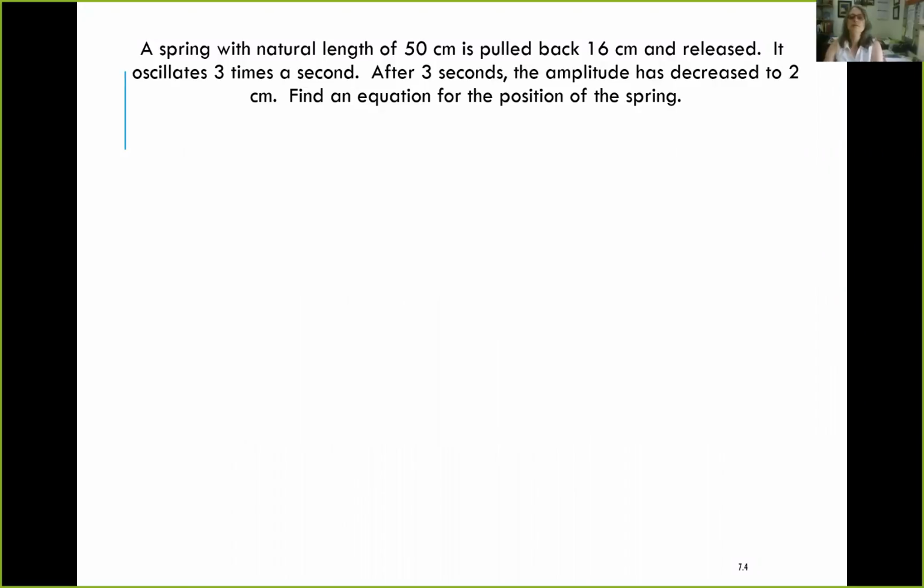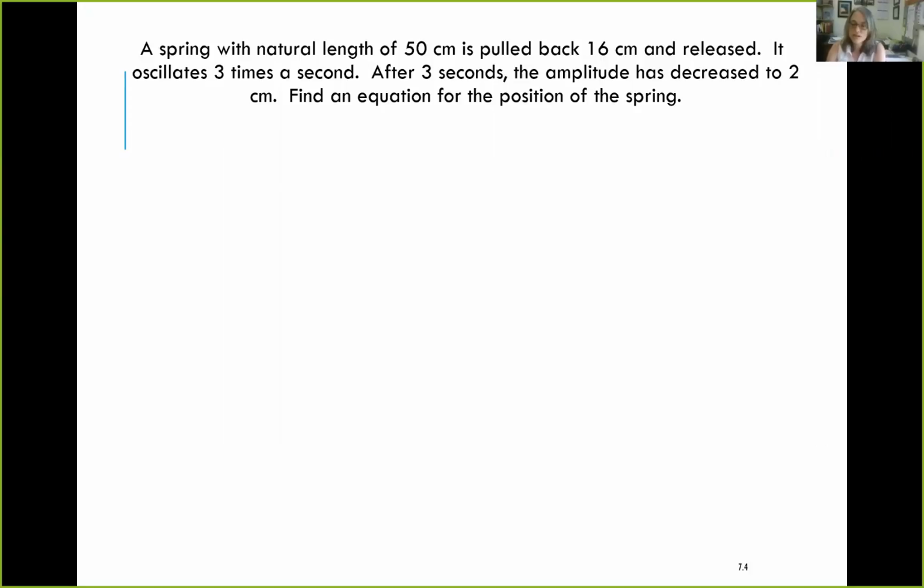We've got a spring with a natural length of 60 centimeters. It's pulled either out from the wall or down, whichever way you want to think about that, a distance of 16 centimeters and released. This spring oscillates 3 times per second, and after 3 seconds, the amplitude is decreased to 2 centimeters.